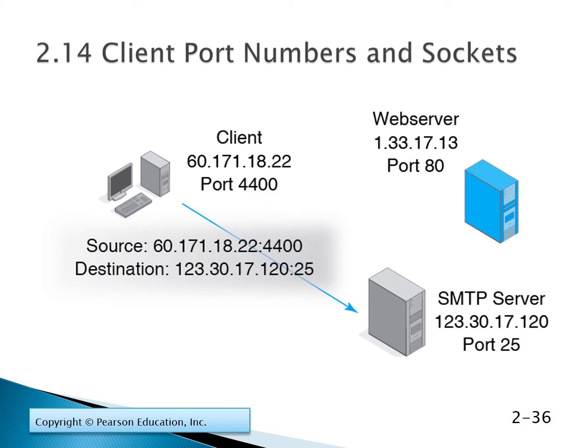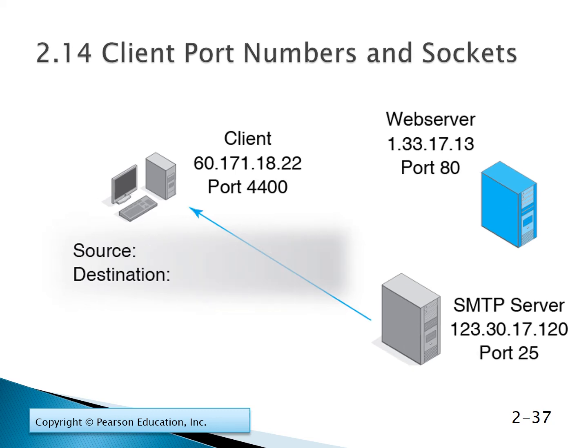Then again, the client computer will be able to know, when a message arrives, which program should handle the message. So for the connection going from the mail server to the client, for this socket, what would be the source IP address and port? What would be the IP address and port number for the destination? We'll leave it to yourself, so you can try to fill that in.